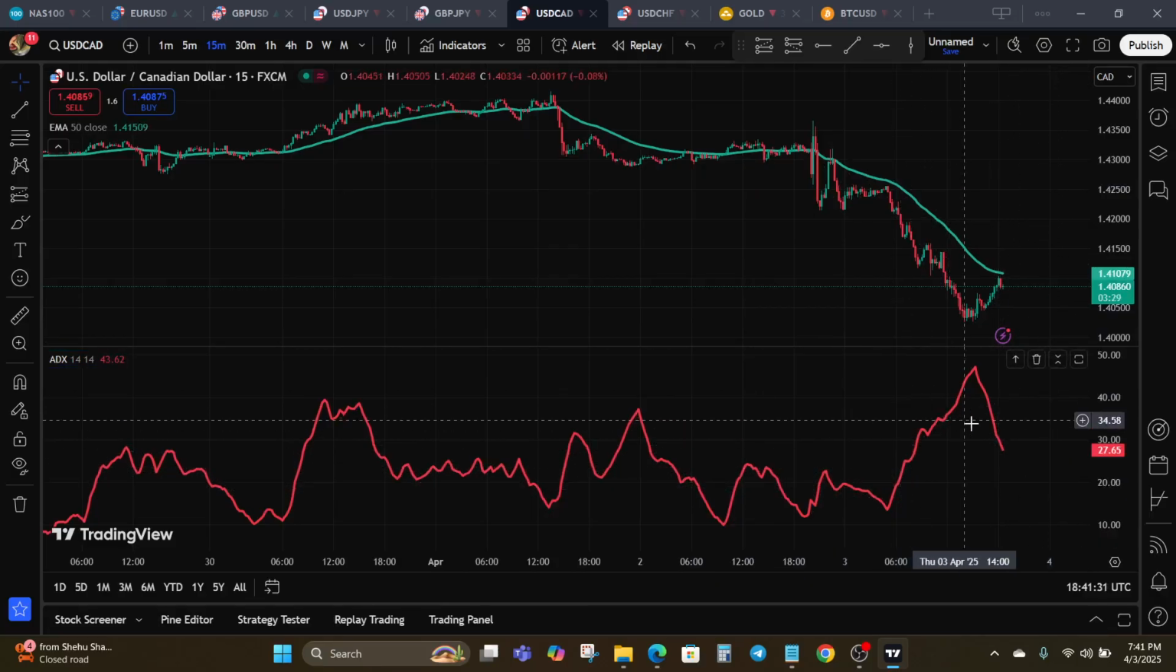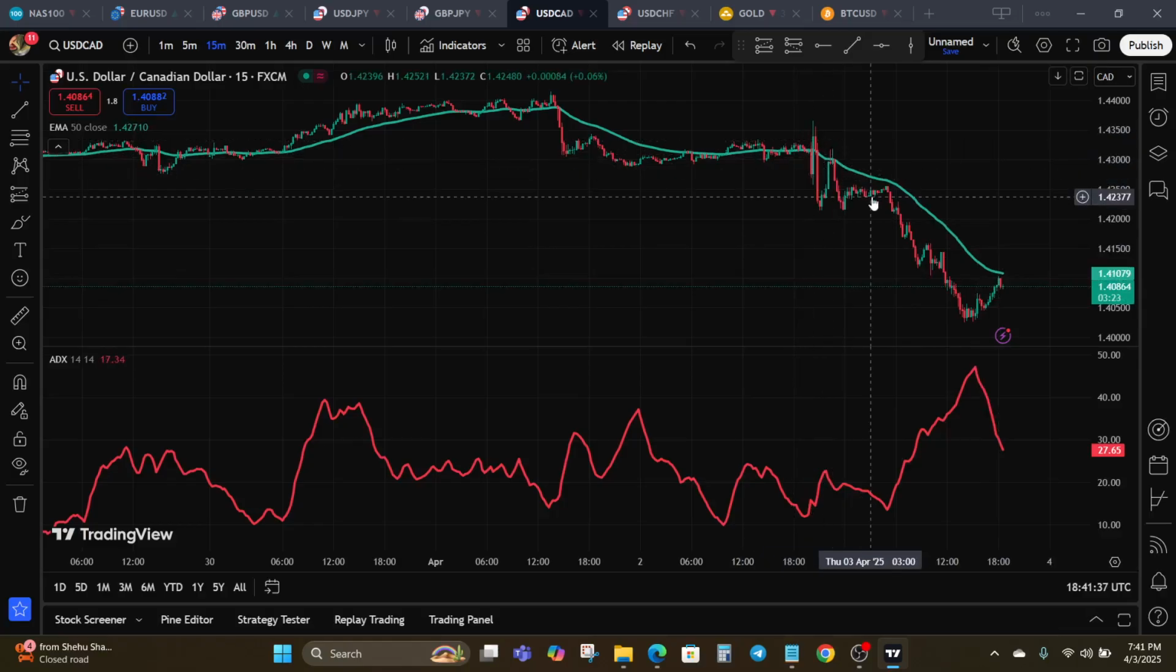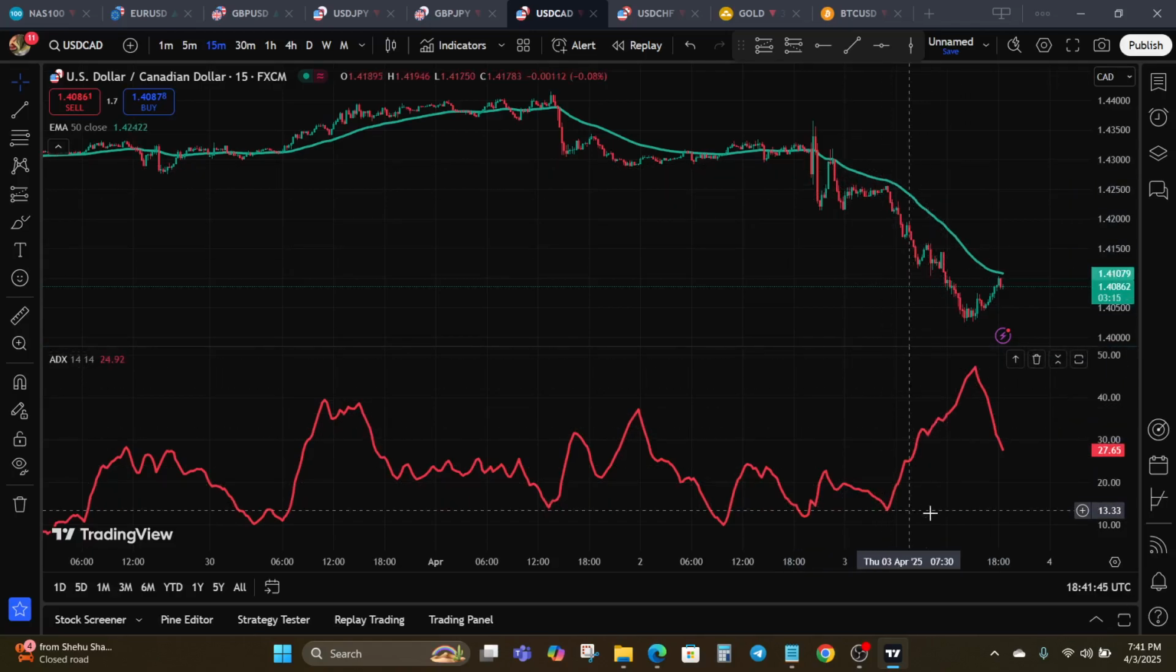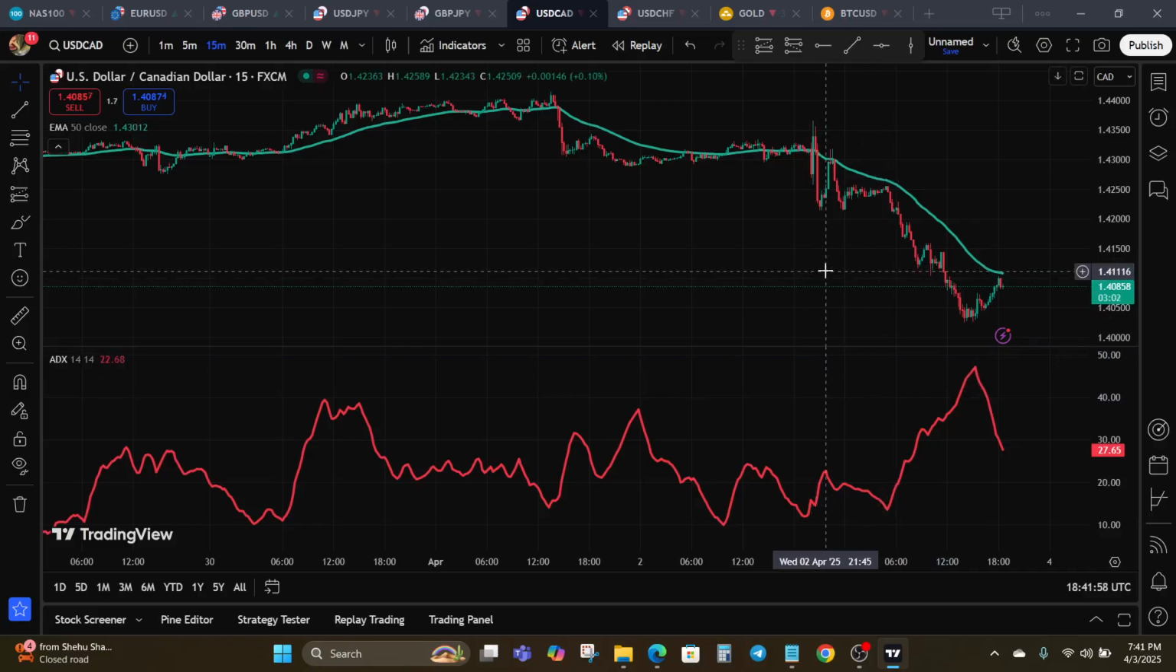If it's above 25, the trend is strong enough to trade. Currently, we are in a sell trend. The EMA has confirmed that this is a sell trend. And because the ADX is above 25, it means that this sell trend is strong enough to trade. If the ADX is below 20, the market is weak or ranging, so we should avoid trading in that situation. So this step prevents us from entering low momentum trades that could lead to unnecessary losses.